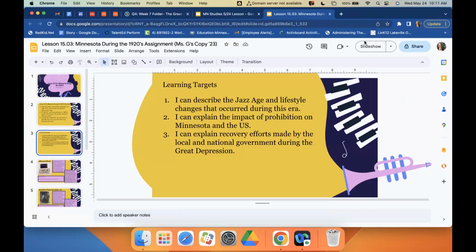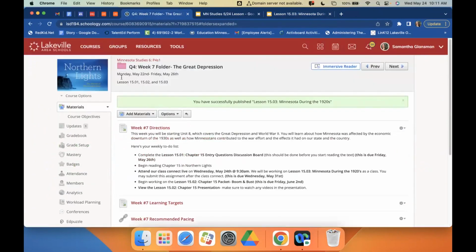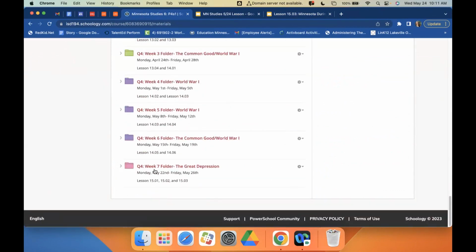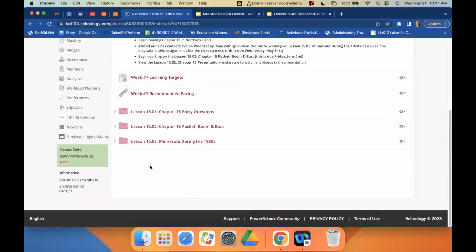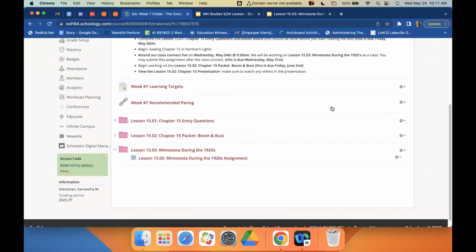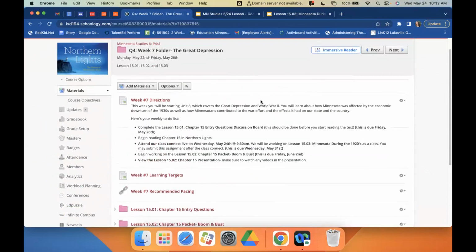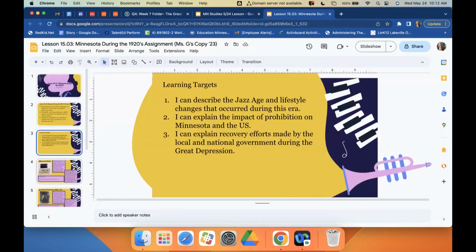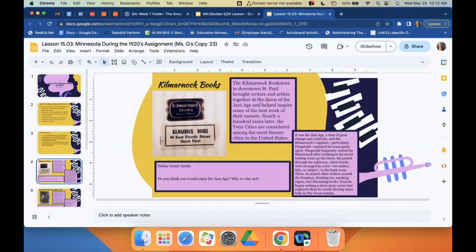We have somebody who joined us here, so I'm just going to get them where we are. So go to the Minnesota Studies folder, and then scroll down to the bottom where it says Q4, Week 7 folder, the Great Depression. And then it is lesson 15.03, Minnesota during the 1920s. Tiberius, do you have any questions on that? No. Okay, perfect.